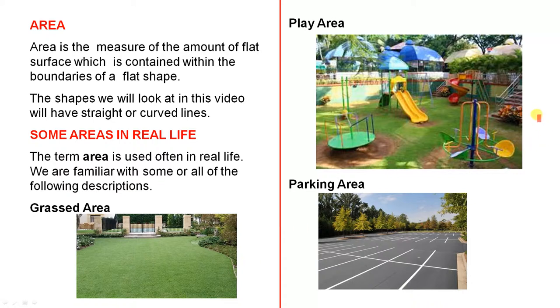A play area. This could be maybe at a preschool, or it could be a place where they have play groups, or it just could be a play area anywhere. It's a common term where little kids have all these little toys and they play here, and it's called a play area. Parking area is very common. They could be outside shopping centres, or you can have a parking area at a school, for example.